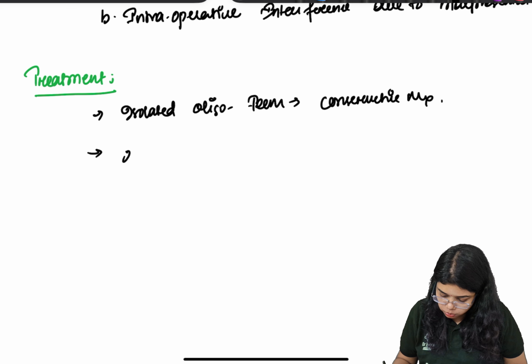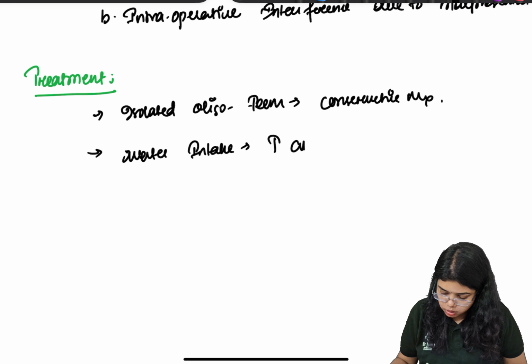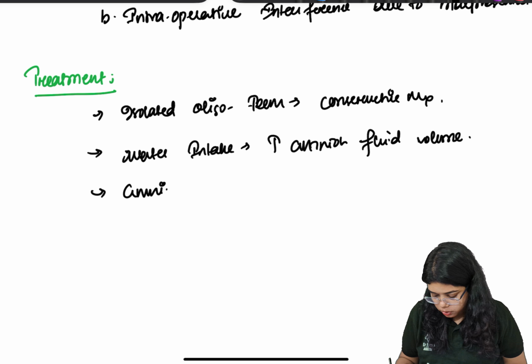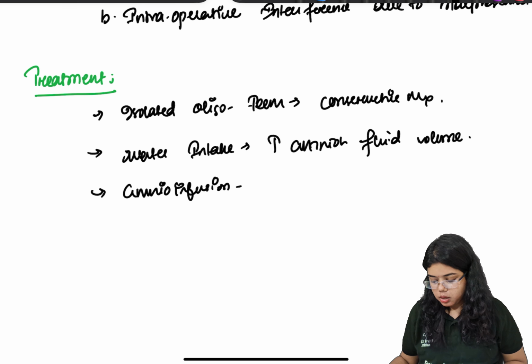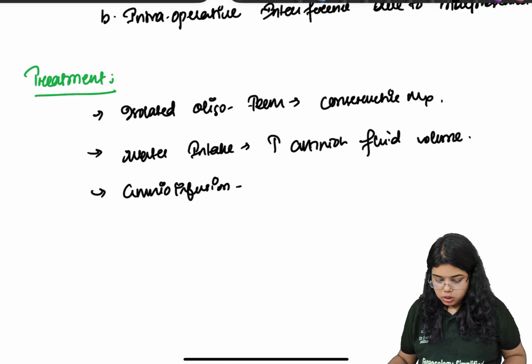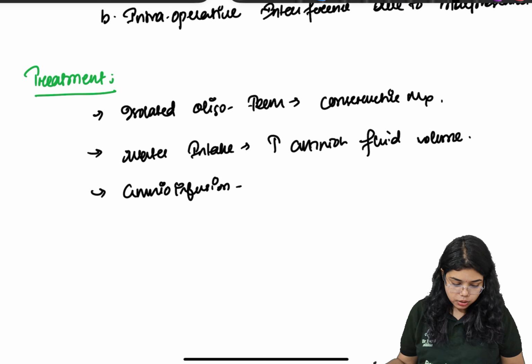But also water intake increases amniotic volume, and amnio infusion in case of meconium stain. Okay, amnio infusion can be done in case of meconium stain. So this is the treatment for oligohydramnios, how to manage.